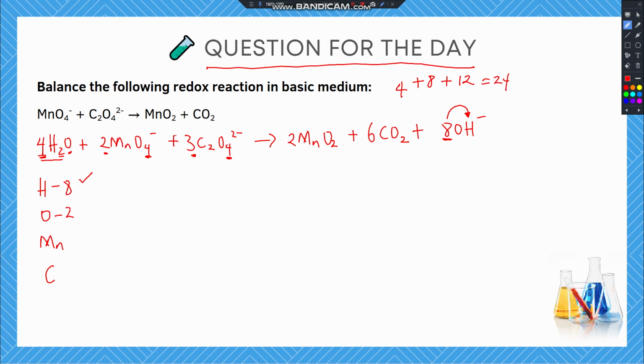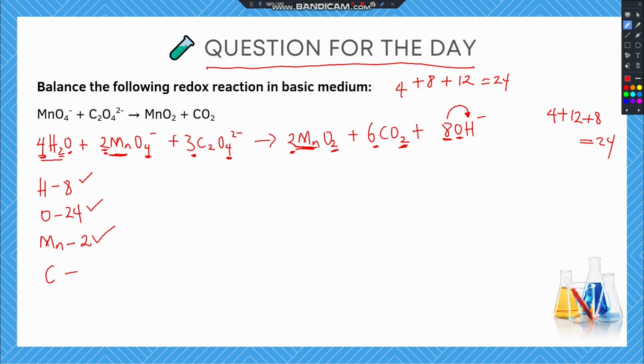On the right hand side, how many atoms of oxygen do we have? We have oxygen over here having a subscript of 2 and a coefficient of 2. 2 multiplied by 2 gives us 4 plus. Over here we have oxygen having a subscript of 2 and a coefficient of 6. 2 times 6 gives us 12. And then we have oxygen having a coefficient of 8. 4 plus 12 plus 8 gives us 24 as well. So oxygen is also balanced. Manganese, over here we have 2 atoms of manganese because of this coefficient of 2. On the right hand side, there are also 2 atoms of manganese. So manganese is also balanced.